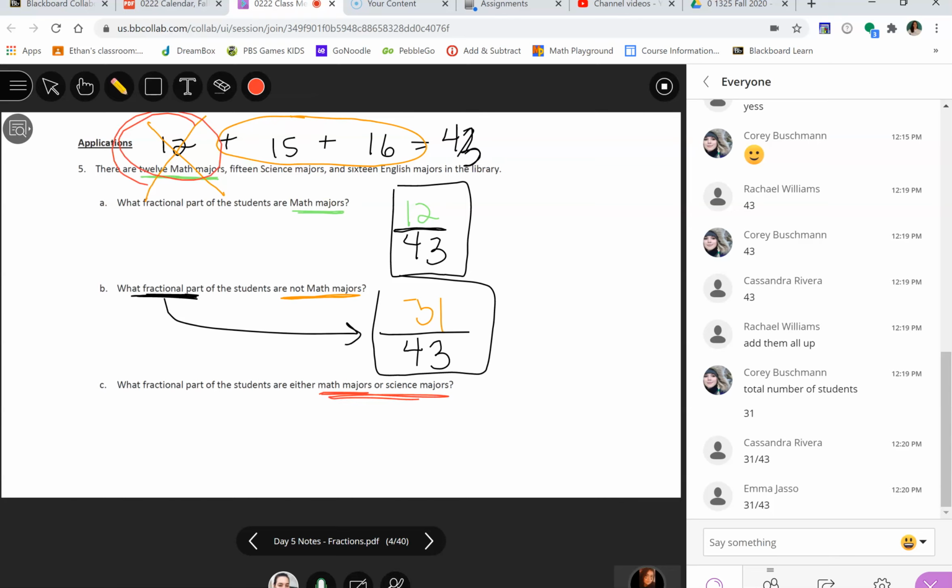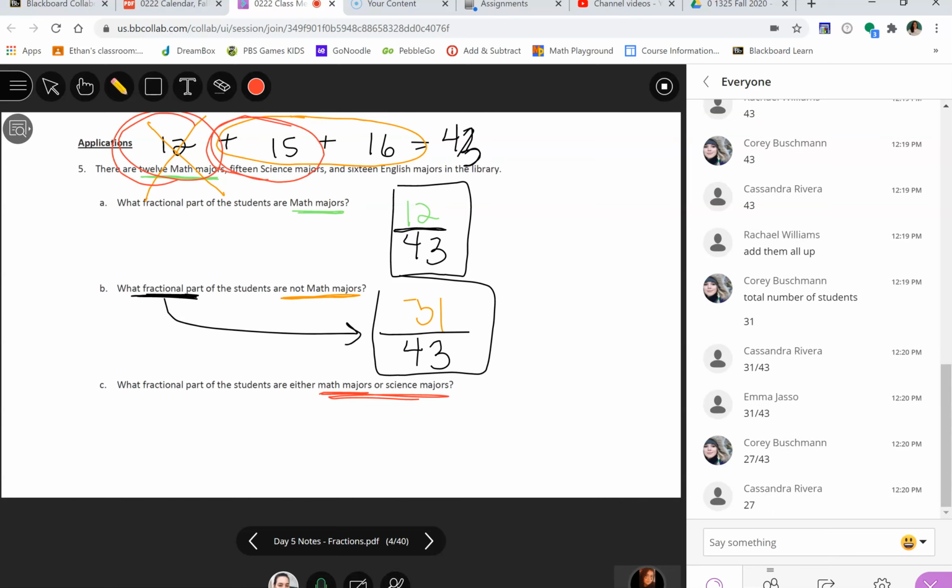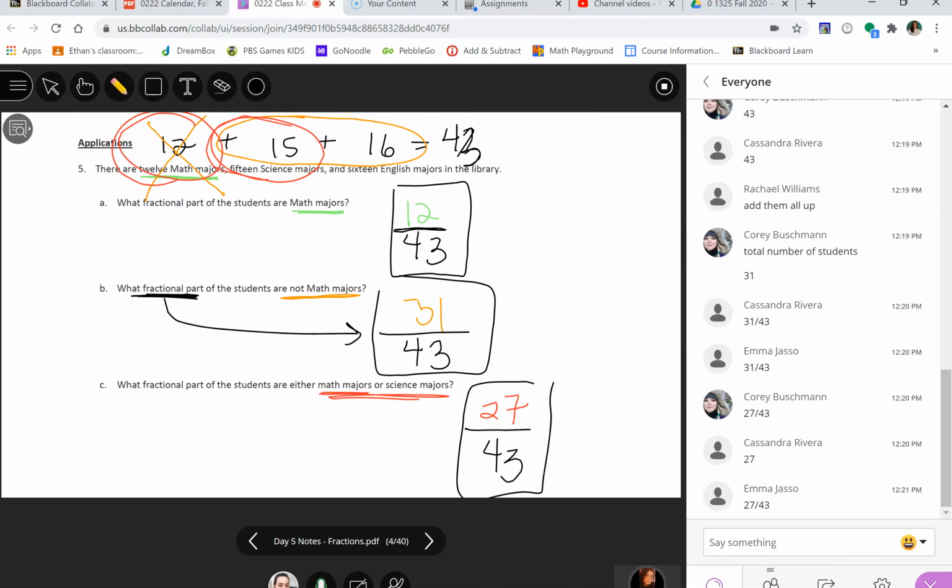So I'm going to take the math or the science. There you go. 27 out of 43. And again, none of these reduce. None of these fractions simplify or reduce, so you just type them into MyMathLab.